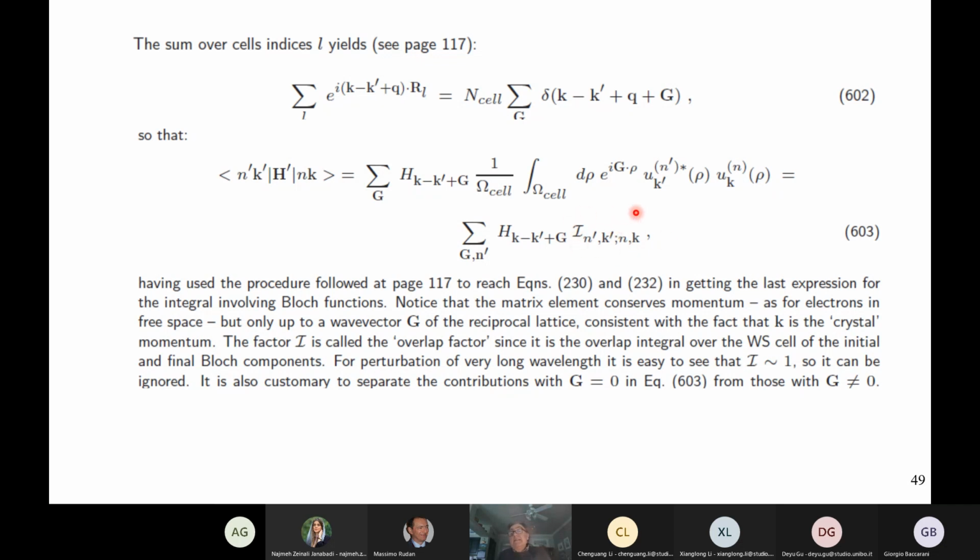Intervalley processes can have an overlap factor. The square of this object can be significantly smaller than one. I think for silicon, for the f and g processes, which are the scattering between the various ellipsoids, the six ellipsoids, they can be as small as 0.7, 0.6, something like that, depending on k and k prime.